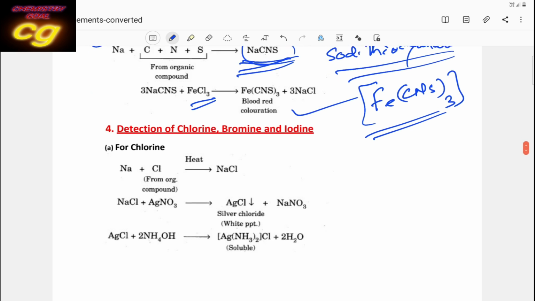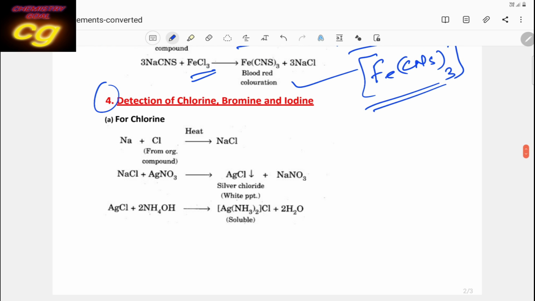Then another important detection is the detection of chlorine, bromine and iodine, that is, the halogens. How can you detect the presence of halogen in an organic compound? Here too, during preparation of the Lassaigne's extract, sodium is fused with the organic compound, and if the organic compound contains chlorine, it produces sodium chloride. So the Lassaigne's extract contains aqueous NaCl, that is sodium chloride solution.